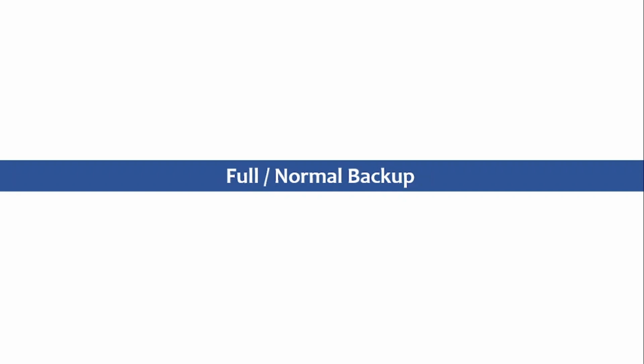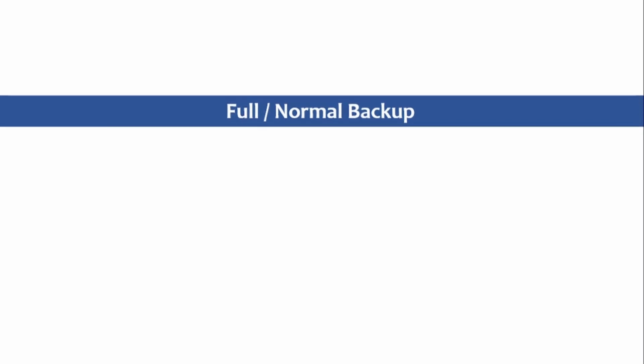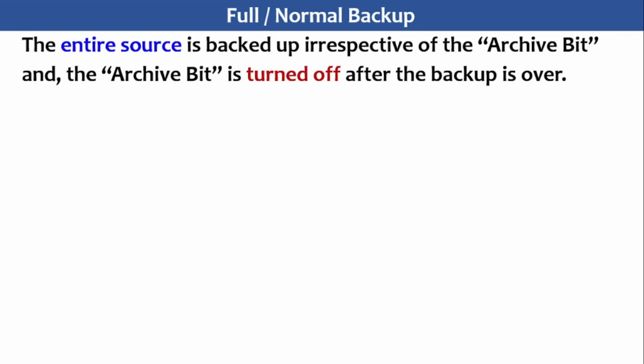So what is full backup? As I told you, everything is revolving around the archive bit. If you go for a full backup, the entire source is backed up irrespective of the archive bit, and the archive bit is turned off after the backup is over. That's the reason it's called a full backup. It will back up everything. It will not look at the archive bit. It will back up the entire source, whatever we have selected. It can be a C drive, a database, whatever. But after the backup is over, it will turn off the archive bit.